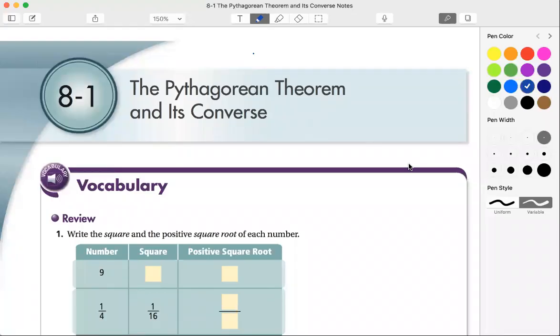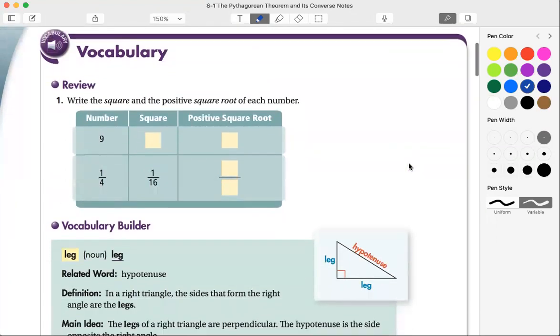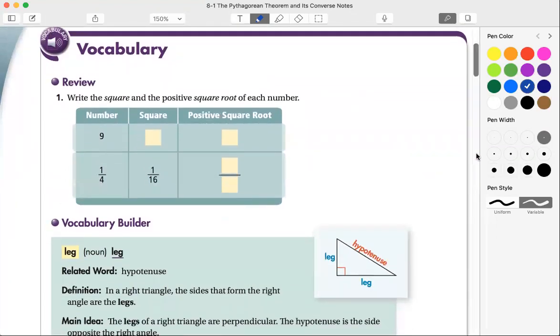All right, this is section 8-1, the Pythagorean theorem and its converse. So let's start off with a vocabulary review. We're going to first write the square of a number. So 9 squared is 81. What is the square root of 9? The square root of 9 is 3.